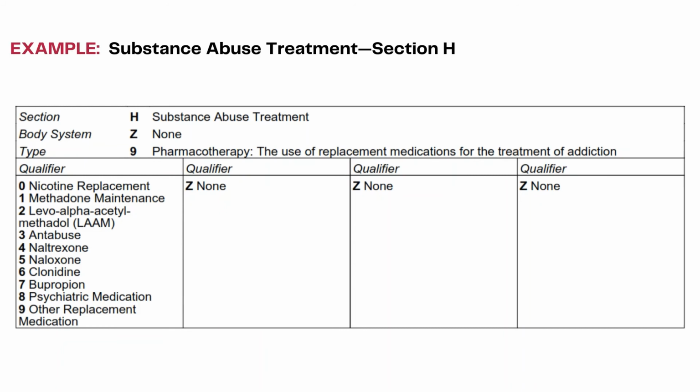This is the corresponding table that identifies the procedure for pharmacotherapy treatment with Antabuse. So H, Z, 9, 3, Z, Z, and Z. Overall, this is the code for the Antabuse treatment.